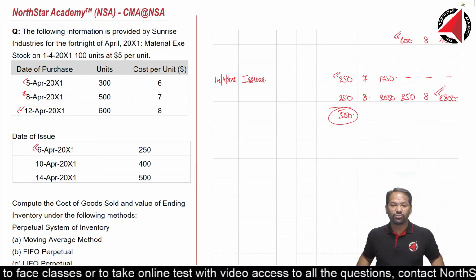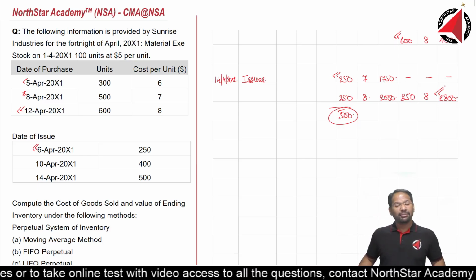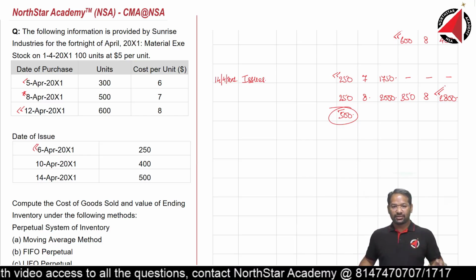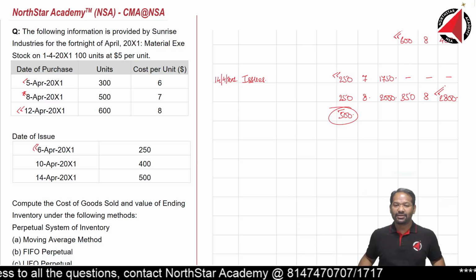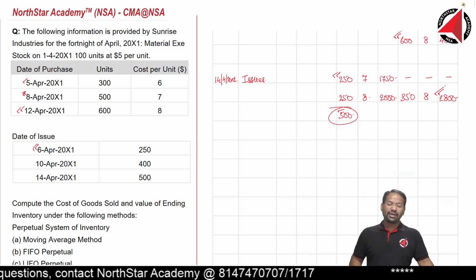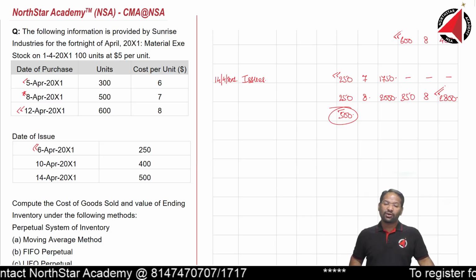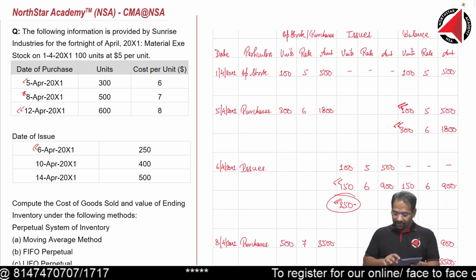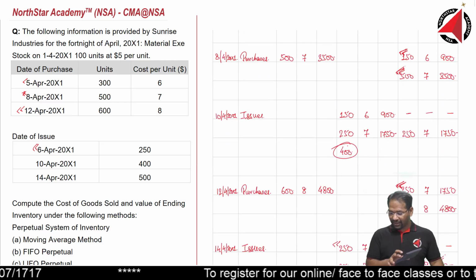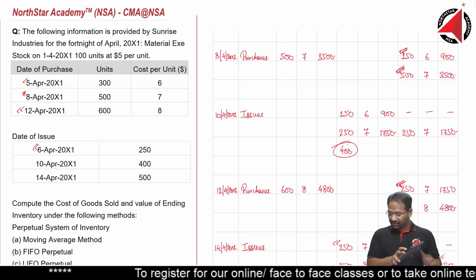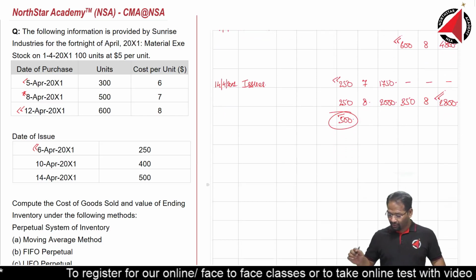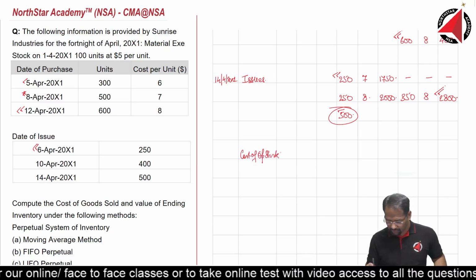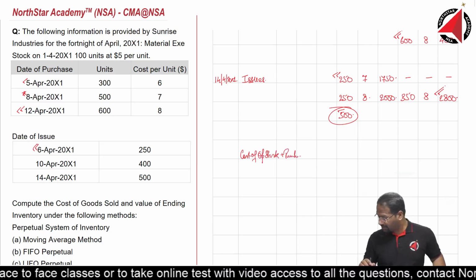If the question says what is the total cost of opening stock and purchases, remember, no matter which method we are following, opening stock and purchases will remain the same. Yes, opening stock value may change, but the total cost of purchases shall always remain the same. All right. Now, how much is it? So 500 plus 1,800 plus 3,500 plus 4,800, and the last one. Okay, this is all. So this is your cost of opening stock plus purchases. How much is it?